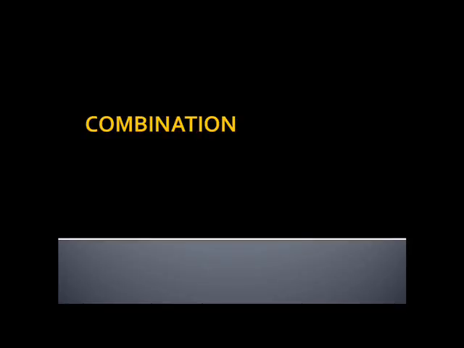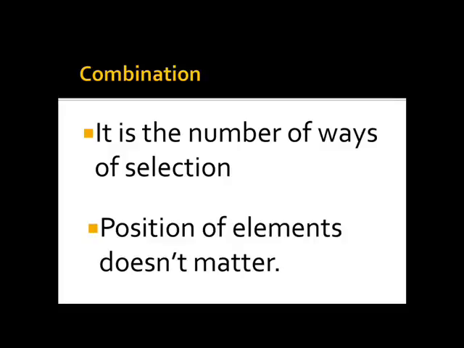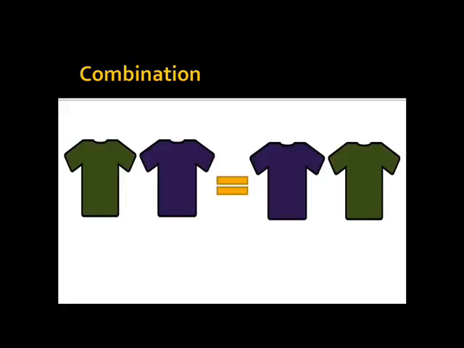Good day, so today we will be talking about combination. Combination is the number of ways of selection. Unlike permutation, in combination, the position of elements doesn't matter. So, if you are going to choose green shirt and blue shirt, it will be the same if you choose blue shirt and green shirt.